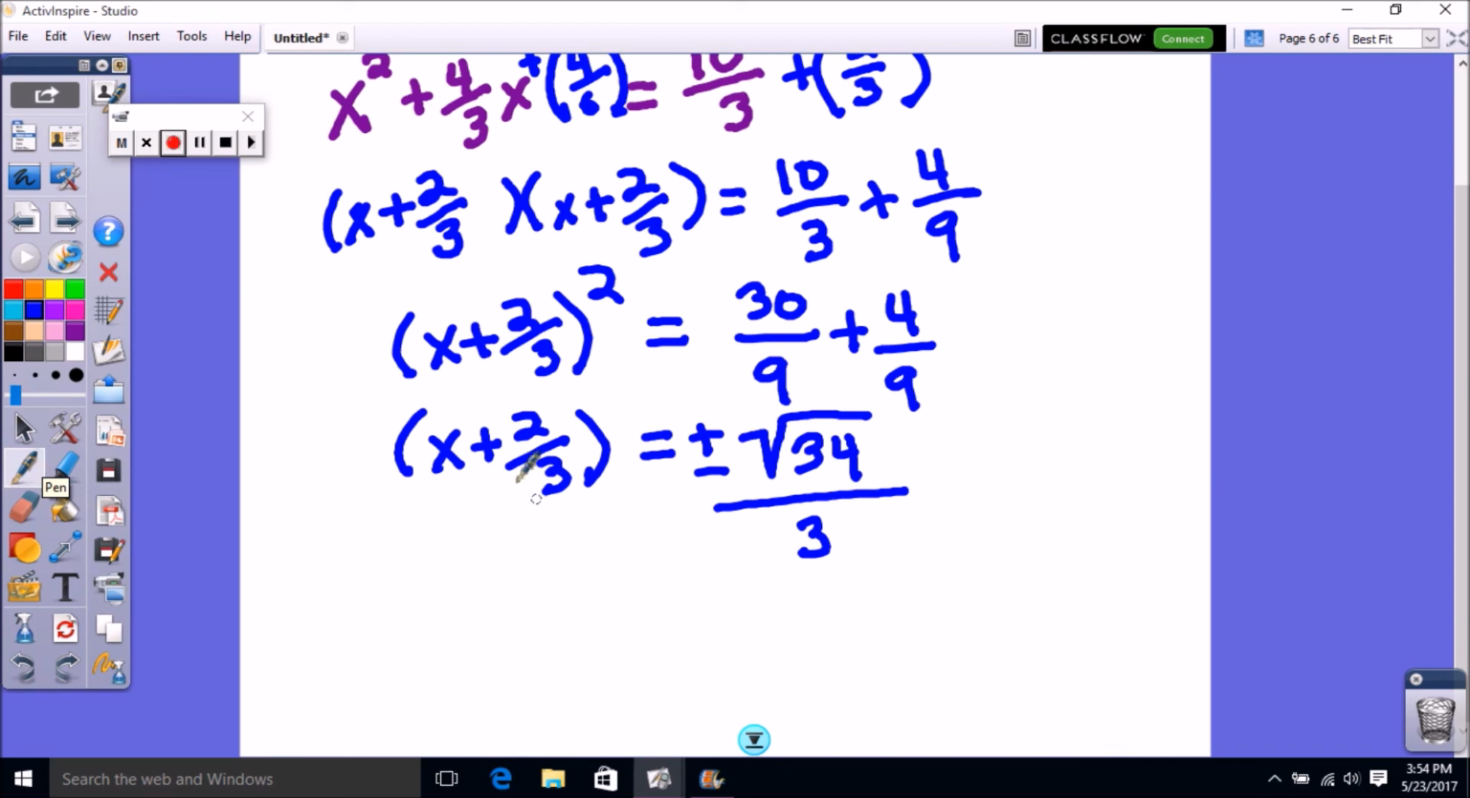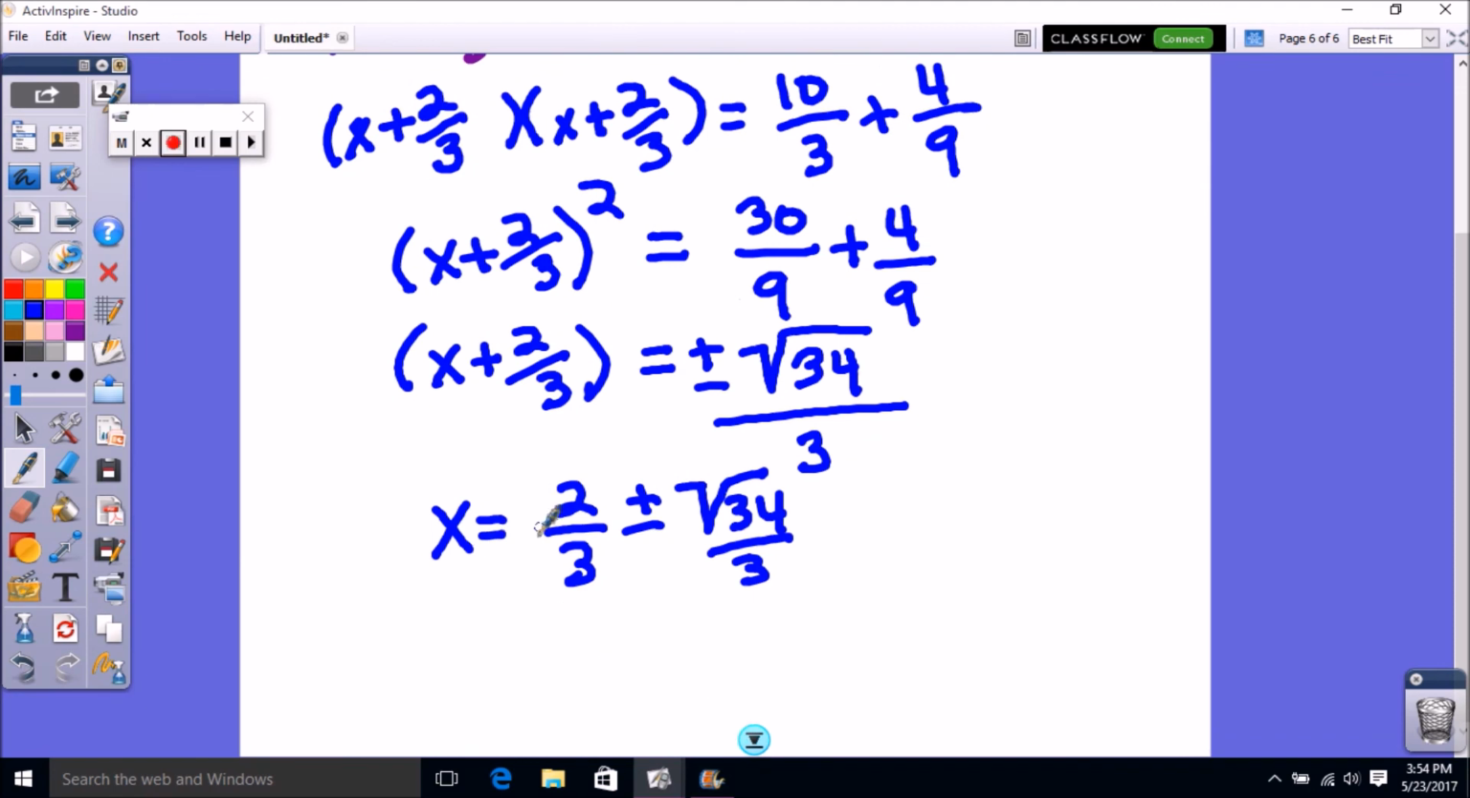Now I'm going to subtract 2/3 from both sides. I'm going to put in an extra step here that you don't really need to make sure you understand what's going on. So that means x is equal to 2 plus or minus the square root of 34 all over 3. So you don't need to write both for this one.